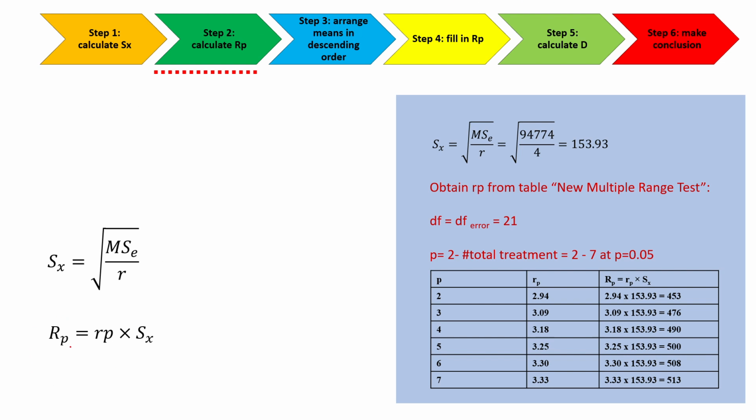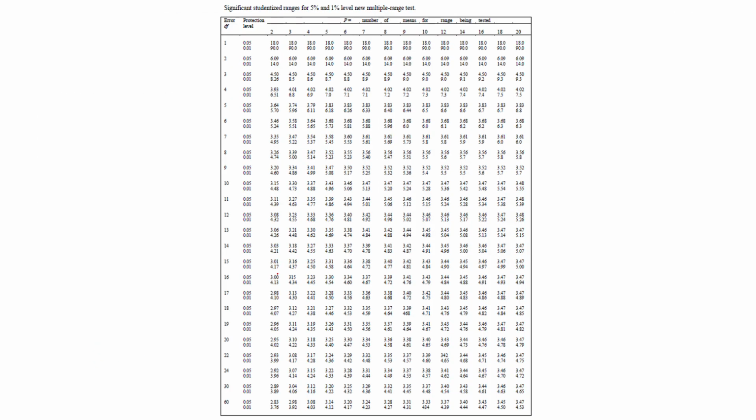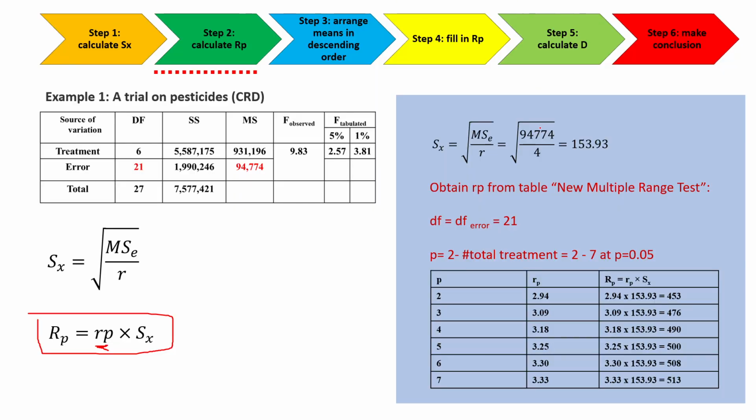Then let's move into the second step, which is to calculate the Rp. This is the formula for Rp. So where do you get this Rp from? You get this Rp from the table that we provided over here. This is the Rp table that you need to refer to later on. How do we calculate the Rp from the new multiple range test table? You need two numbers. You need your degree of freedom of error, which is 21 over here, and you need the second number, which is P.